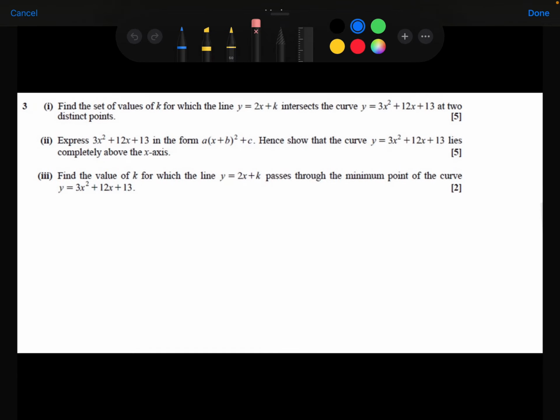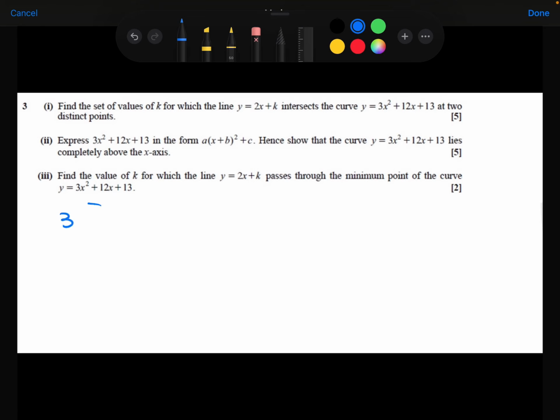Part II. Express 3x squared plus 12x plus 13 in the form a bracket x plus b all squared plus c. Hence, show that the curve lies completely above the x-axis. Well, this is saying to complete the square. I can't complete the square when I've got a 3 at the front, so I'm going to have to factorise that outside first.